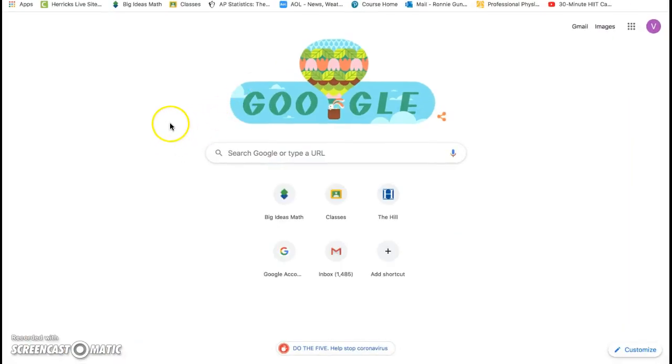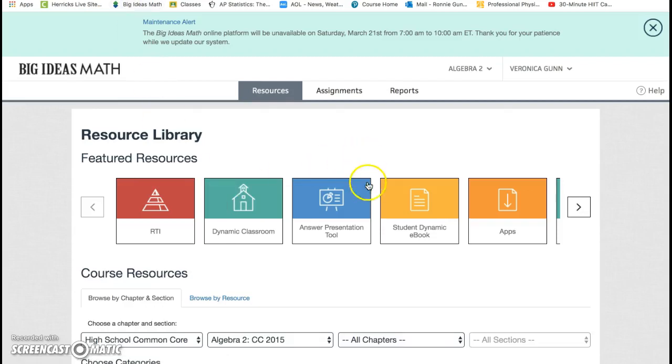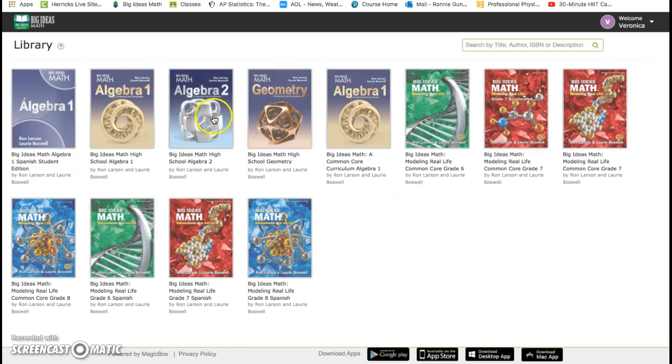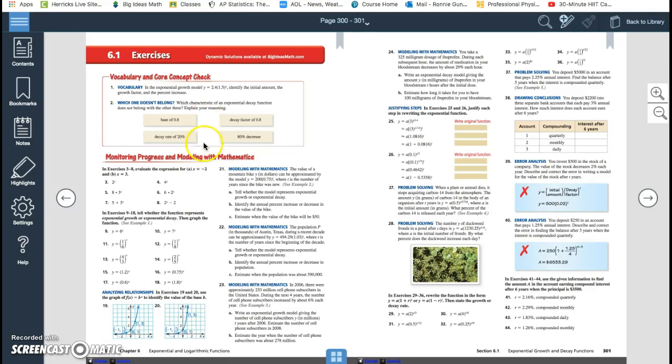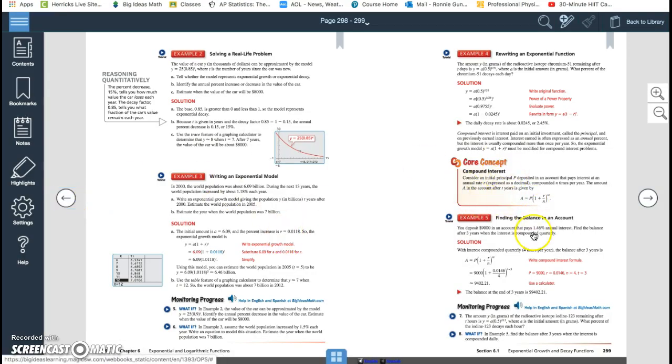Hi, we're going to start with big ideas again today. We're going to take a look at this chapter 6.1 and then 6.2. The only thing we didn't look at here yesterday was the compound interest.